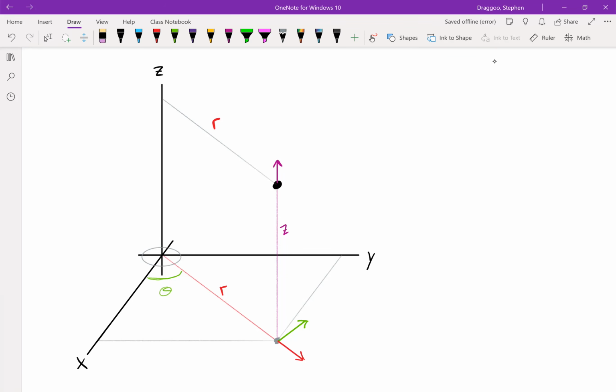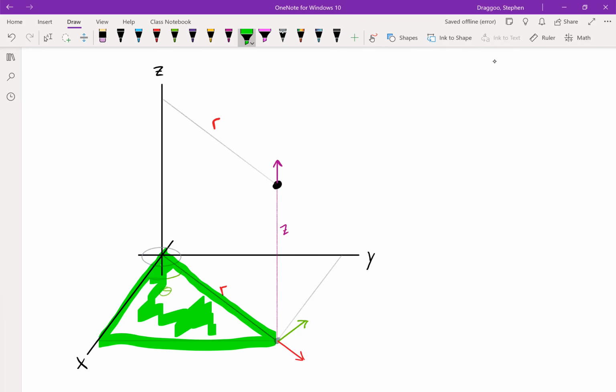Well, I've already labeled r and theta on here for us, so that r is the distance from the origin to the projection of our point into the xy plane, that being this guy down here is that projection, and r is the distance from the origin to that point. And theta then is still the angle from the x-axis up to our line r. And if we take a look at this right triangle right here, we can find equations for x and y.